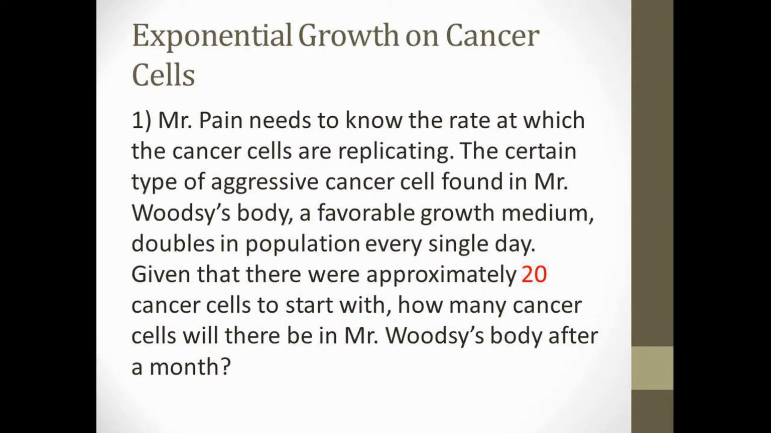Exponential growth on cancer cells. Number 1. Mr. Payne needs to know the rate at which the cancer cells are replicating. The certain type of aggressive cancer cell found in Mr. Woodsy's body, a favorable growth medium, doubles in population every single day. Given that there were approximately 20 cancer cells to start with, how many cancer cells will there be in Mr. Woodsy's body after a month?